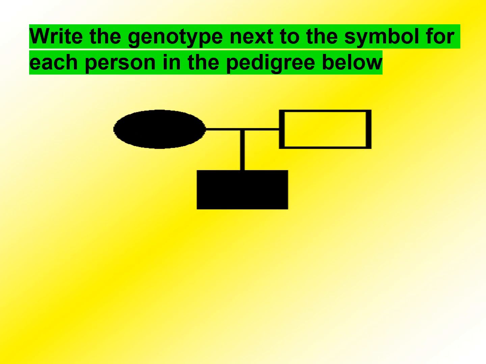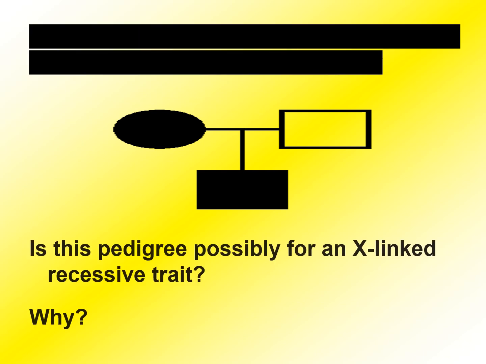Next, we have to also write the genotype next to the symbol for each person in the pedigree below. Again, is this pedigree possible for an X-linked recessive trait? Give reasons for your answer.